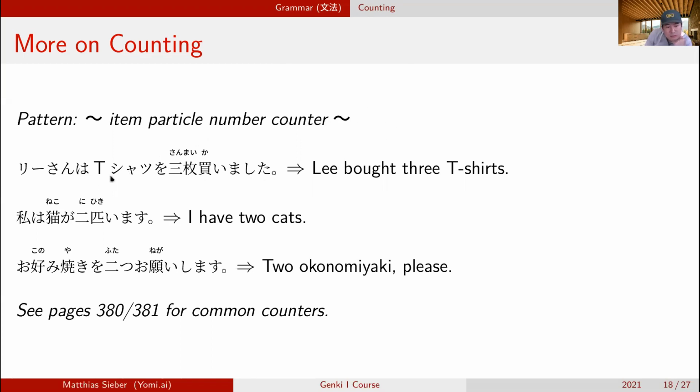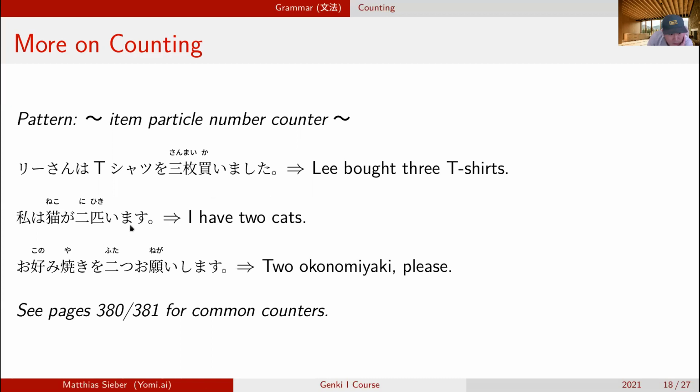To give you another example, this came up in a previous lesson: Watashi wa neko ga 2 hiki imasu. As for me, there are 2 cats, meaning I have 2 cats. So we have our item, the particle ga, and then 2 hiki imasu. The important part when we make sentences like these is to have the item, the particle, and then the number and the counter. There are instances where the number comes before the item, but those are more complex sentences. For the sentence patterns we have learned so far, the order is item, particle, number, counter.